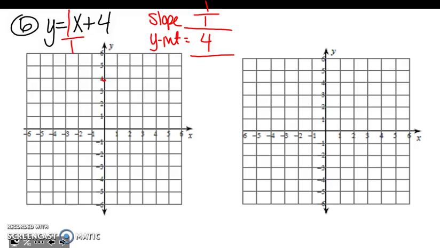So on the y-intercept, I'm going to go to positive 4. And then I need to go up 1 and right 1 so that it's positive. Up 1, right 1. And then I'm going to go back to the y-intercept and I'm going to reverse it. Down 1, left 1. Down 1, left 1. All the way to the end of my graph. So there should be lots of dots there. Since it was a positive 1x, I should have a positive line.